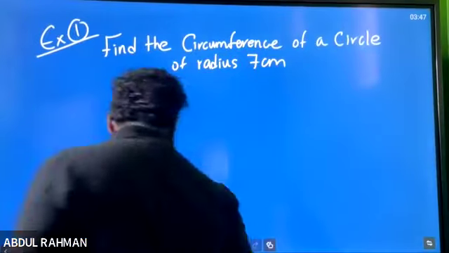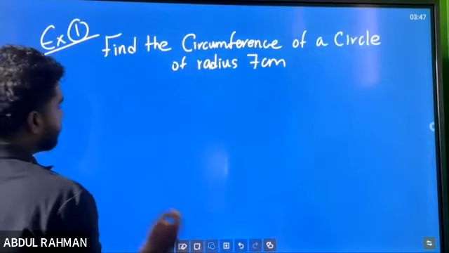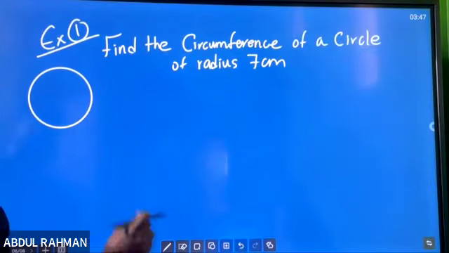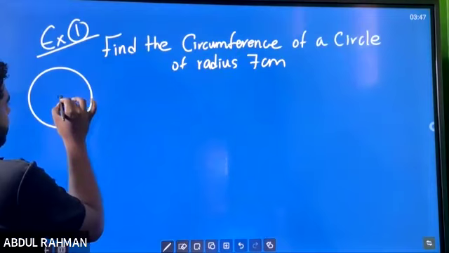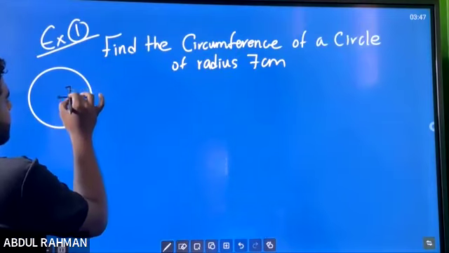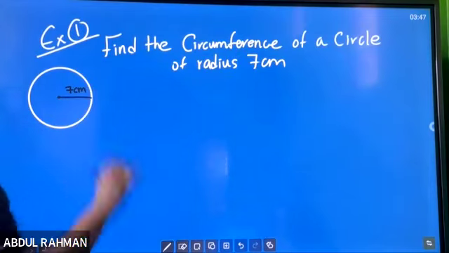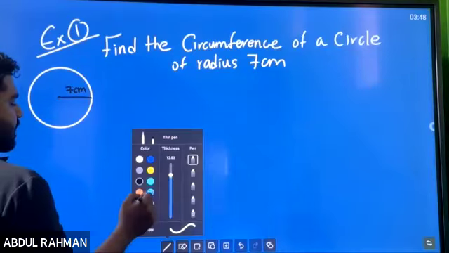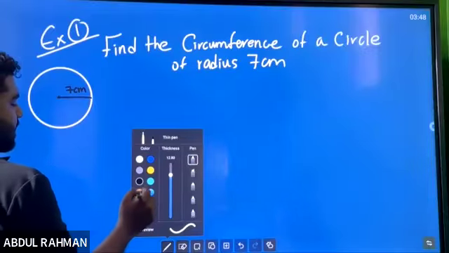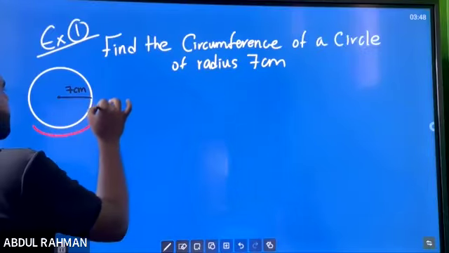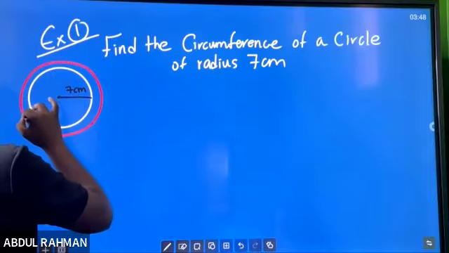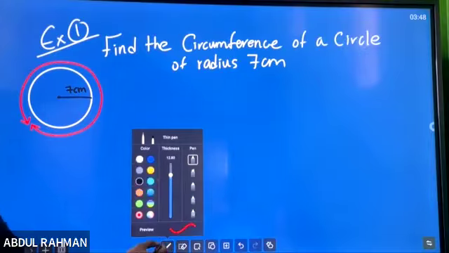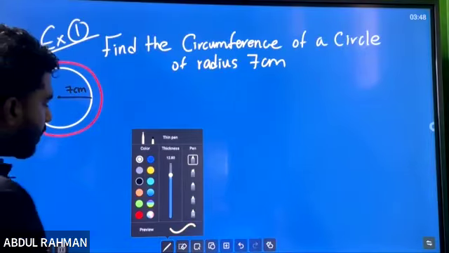I'm just drawing a circle. There is a circle where the radius, that means the distance from the center to the circumference, is called your radius. Radius is equal to 7 centimeter. They are asking me to find out the circumference of the circle. What is the circumference of the circle? The whole curve length, or the perimeter of that circle, is called your circumference of the circle.